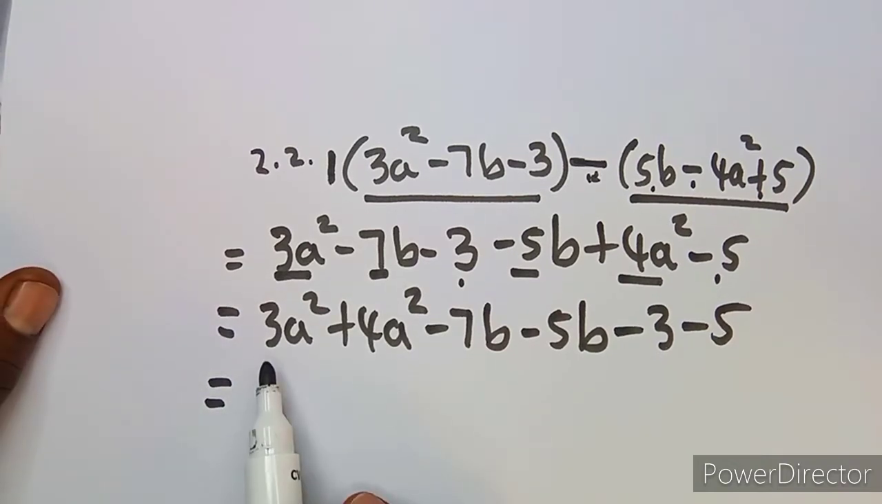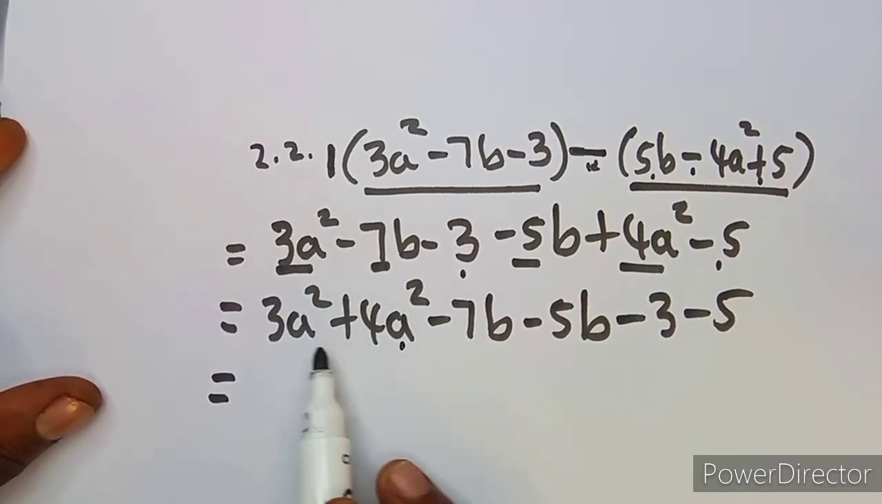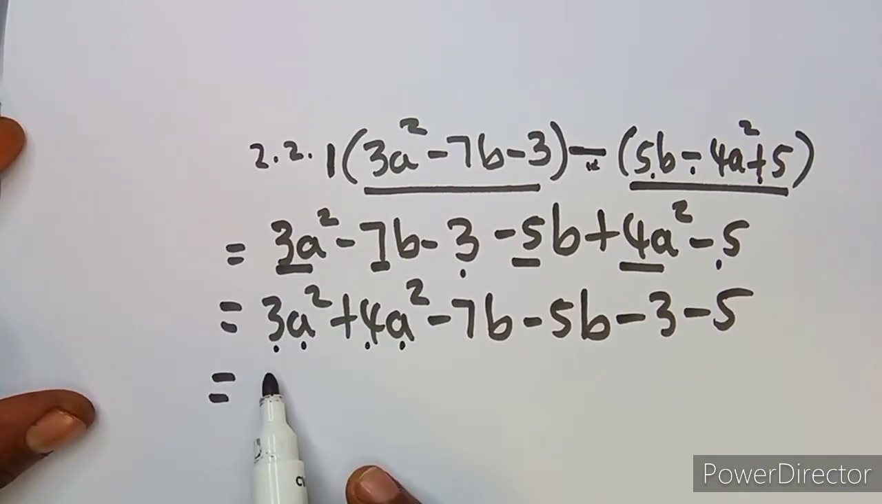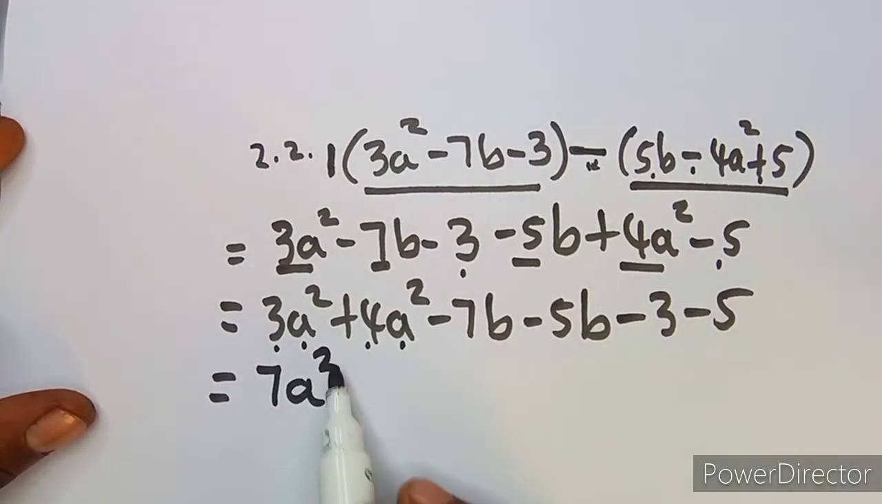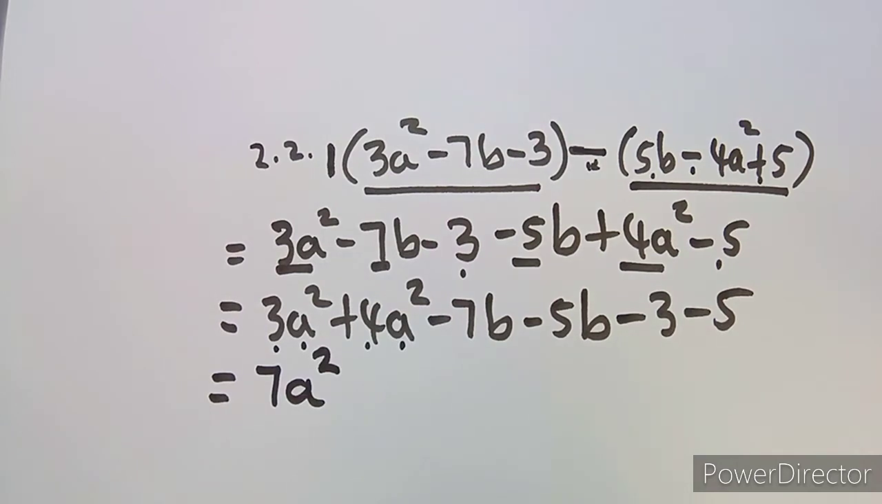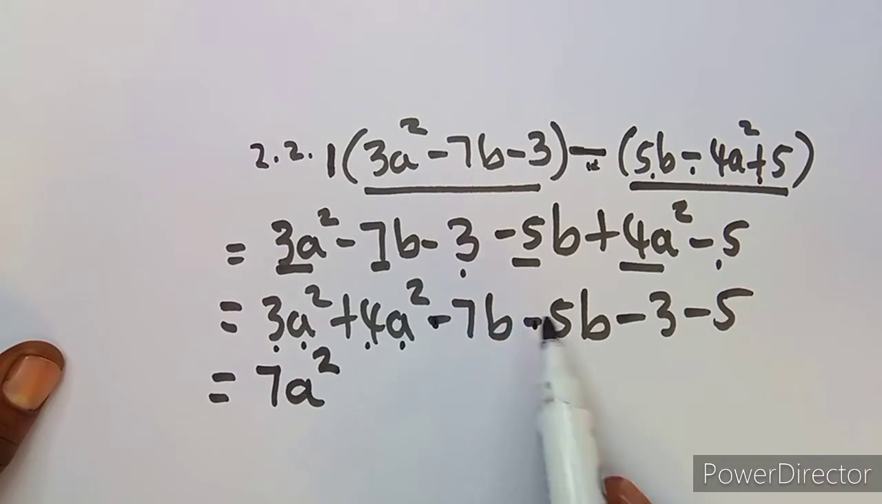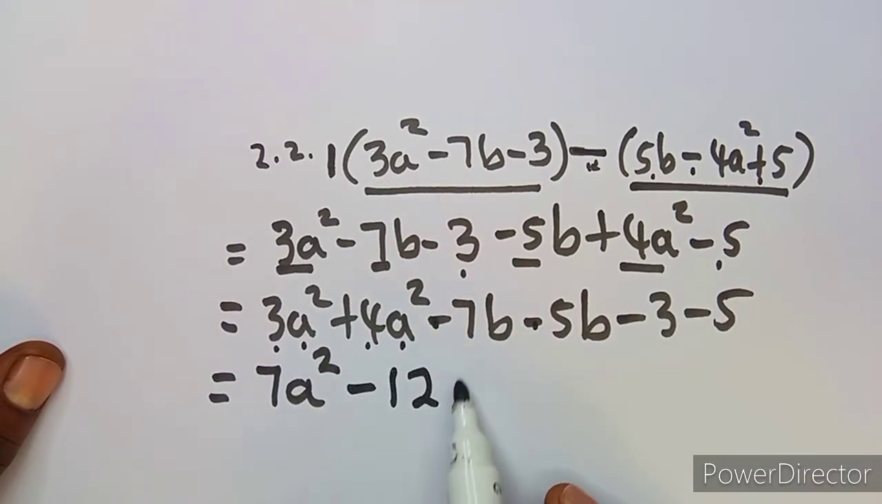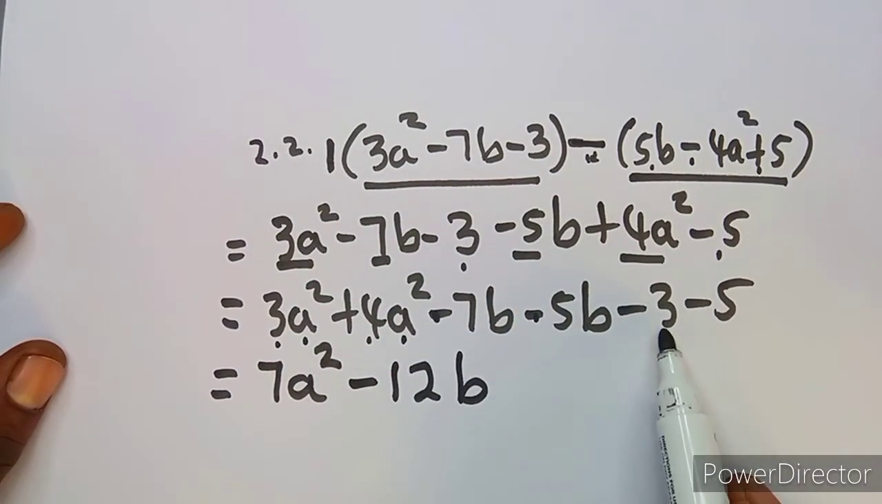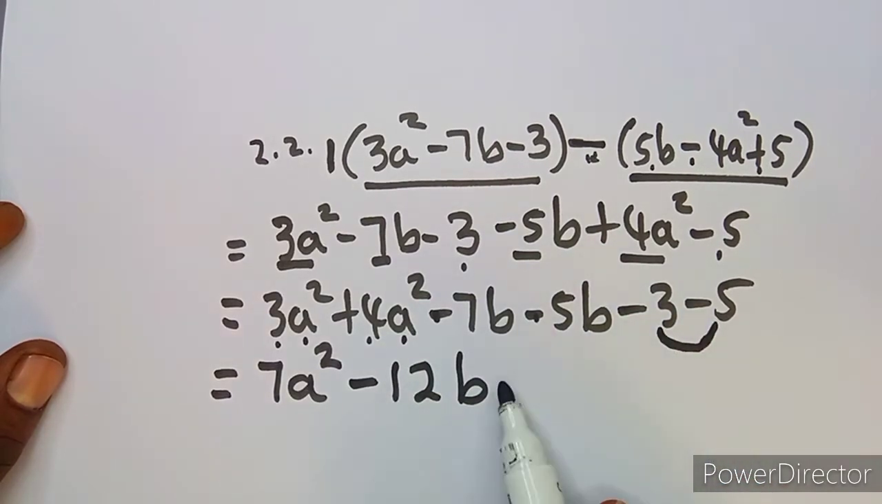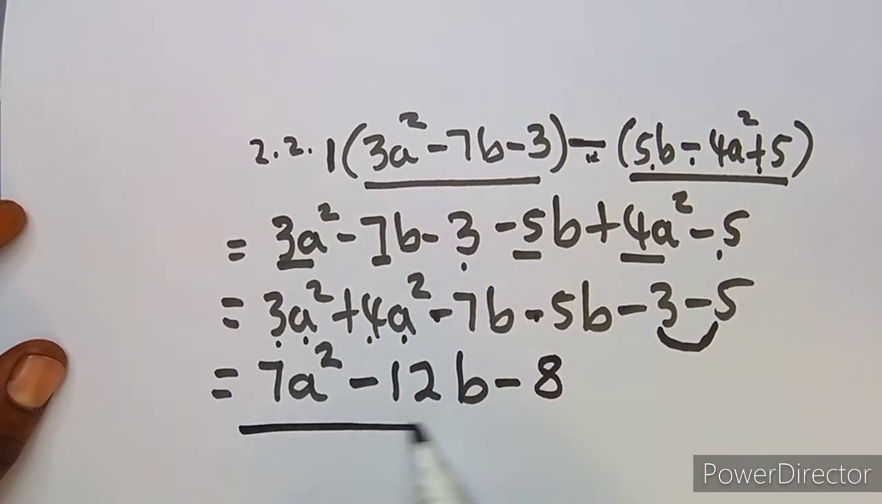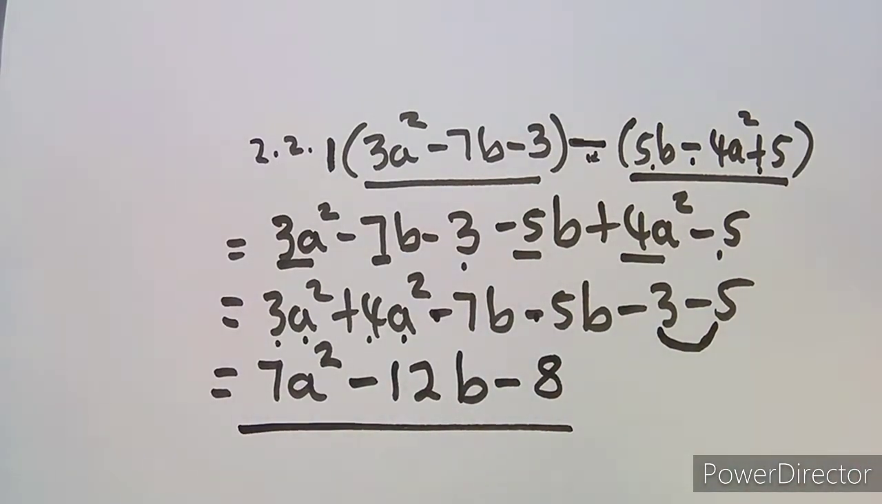Okay, so now let's add, because this is a squared and a squared. So 3 plus 4, that is 7a squared. Okay, you move on to b. This is minus 7b minus 5b, which is minus 12b from your calculator. Minus 3 minus 5 from your calculator, this is negative 8. All right, so this is what you're going to have. So according to this part, that was a b, so you have to write it as a b like that. Don't change anything, just write as it is from what you have.